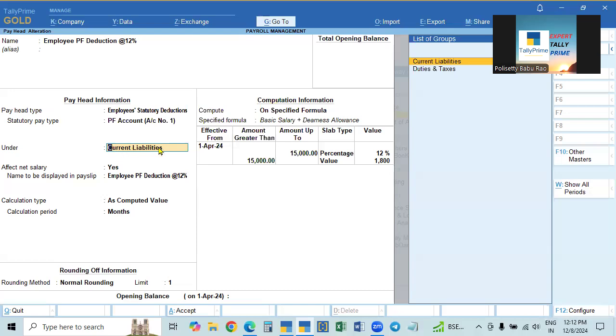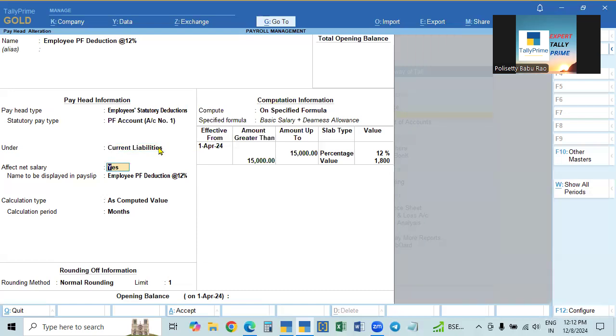So it is taken as a current liability. It is not a duty or a tax. It is a savings type. So the amount deducted and paid to the government is a current liability. Take it as a current liability, and here it affects the net salary. So if you deduct, the salary will change.